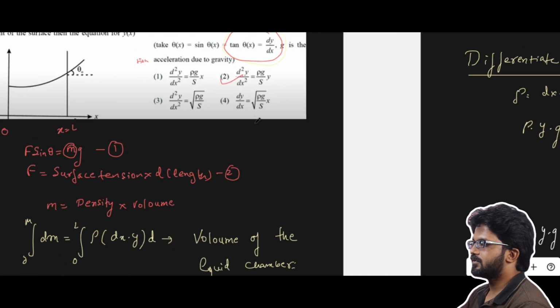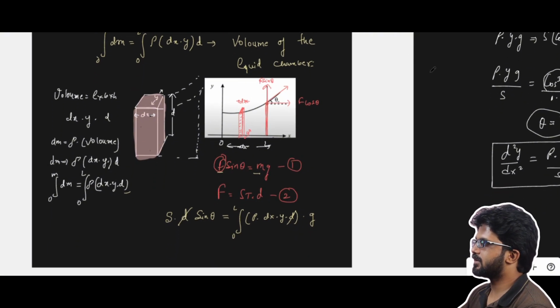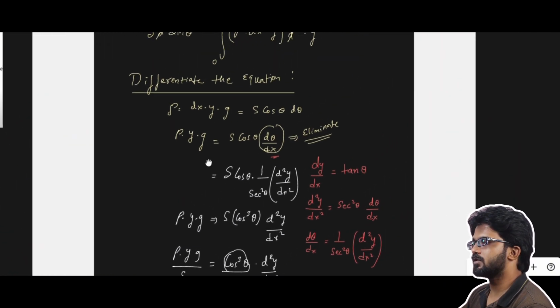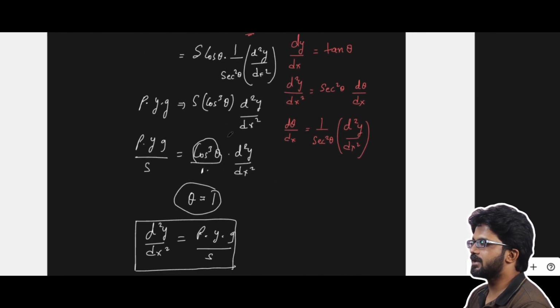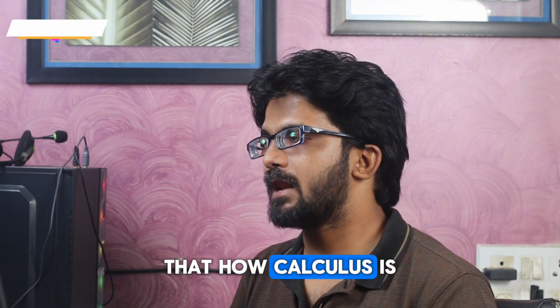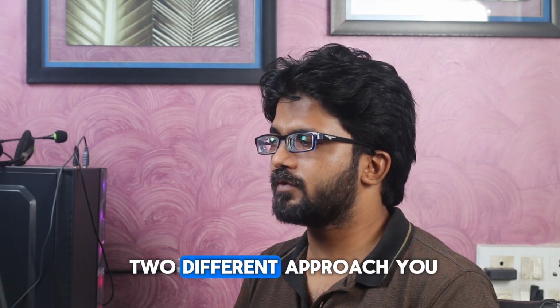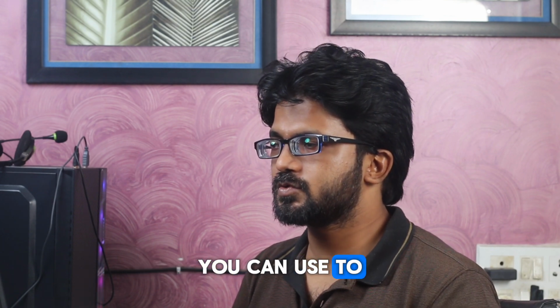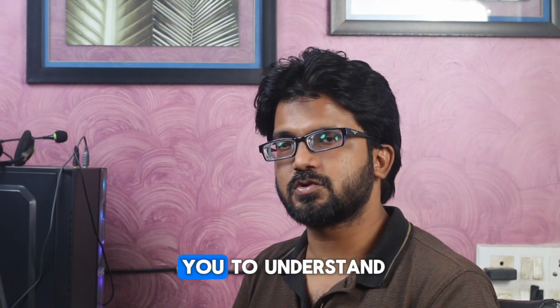So hence we have used the equation of force along the wall and the equation of surface tension to solve this problem in a very different way than we solved it in our previous video. This is helpful to understand the insight of the problem, and how calculus is also used to solve this problem. In the previous video we just used the equation of the curve to solve this problem. So these are two different approaches you can use to solve a single problem. Both approaches help you to understand different methods to solve any problem.